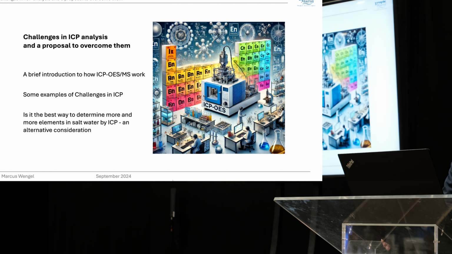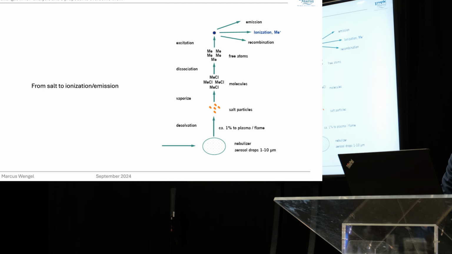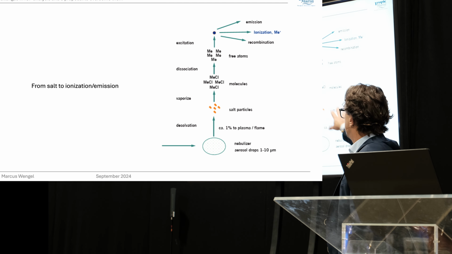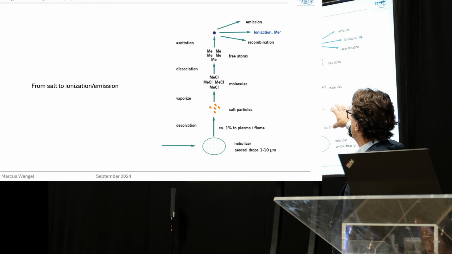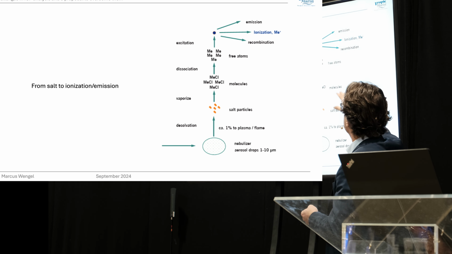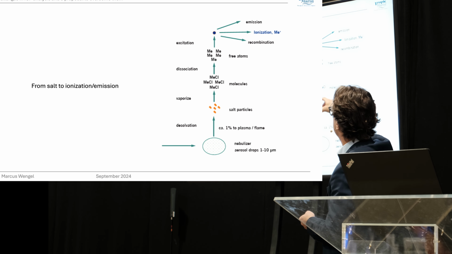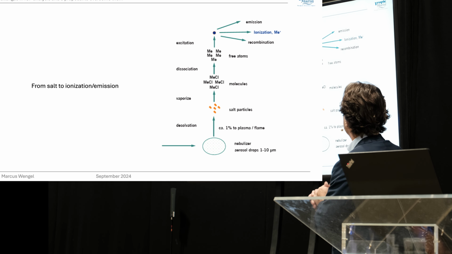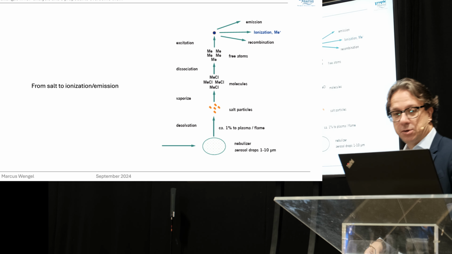Maybe there are some alternative considerations we can think about. A little bit of theory. What do we have? We have our salt water or our salt, and we need to transform this salt into something which we can measure in a machine. This is called ionization or an excitation of the molecules into free atoms. And then we are able to measure them.